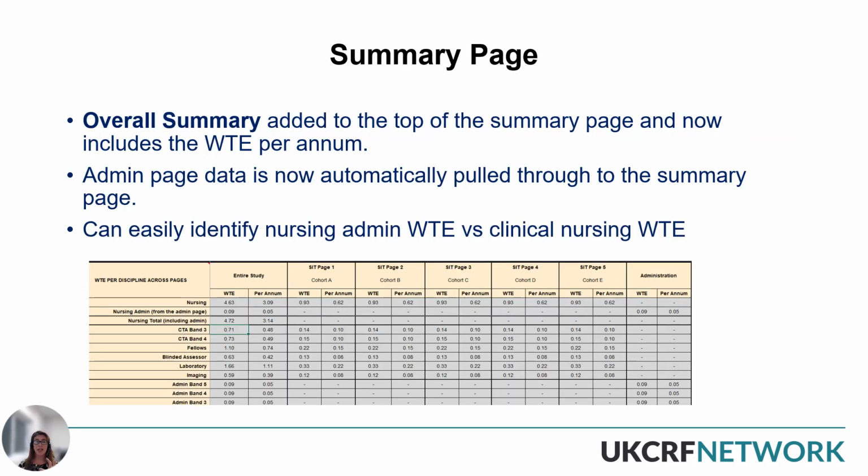Now on your summary page, all of that information that we've talked about, all of that data is going to be pulled through. At the top of the summary page, you're now going to get this beautiful workforce planning table, and this is going to list for you all of the different staff groups that you've included on the tool, and it will tell you what their whole-time equivalent and whole-time equivalent per annum is across all of the different pages 1 to 5, across the admin page, and then also what the requirements are to deliver that study in its entirety for you at site.